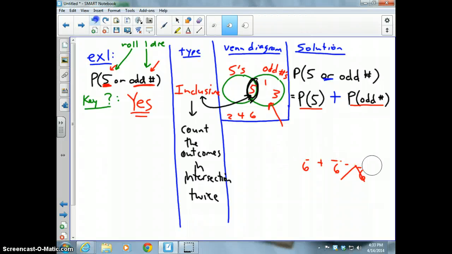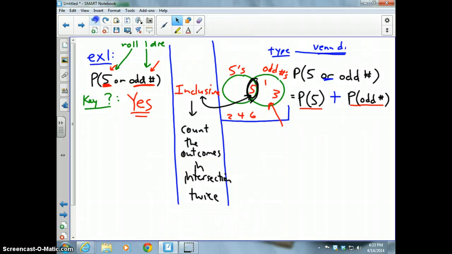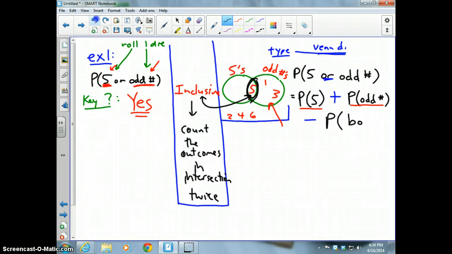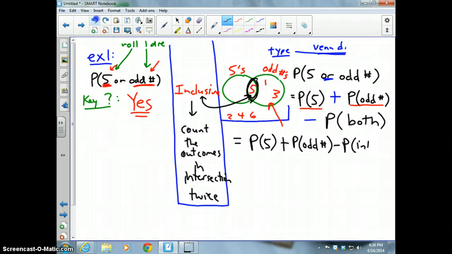So therefore, when you do inclusive problems, you also need to minus off the probability of both events happening. You got to subtract off the intersection point. So therefore, the real answer to this problem is the probability you get a 5 plus the probability that you get an odd number minus the probability of the intersection.